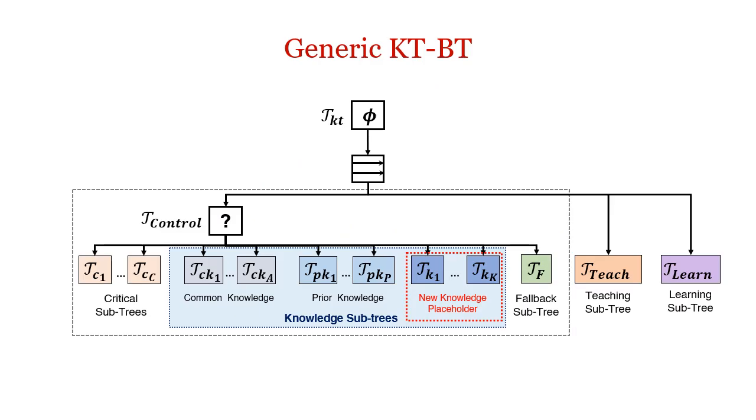A generic KTBT structure has control, teaching, and learning subtrees running in parallel as shown here. A control subtree has critical subtrees to the extreme left, followed by null-wedge subtrees. Knowledge subtrees are divided into common knowledge, prior knowledge, and new knowledge subtrees.